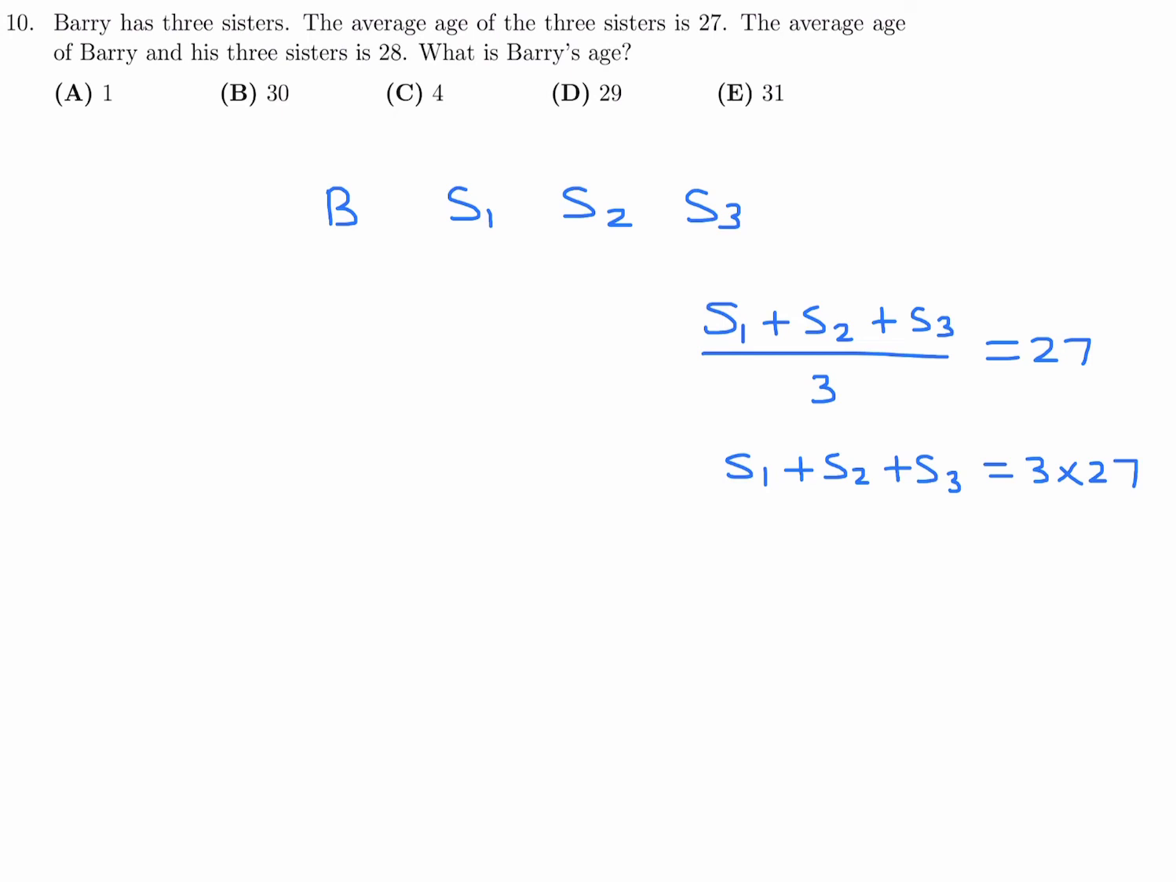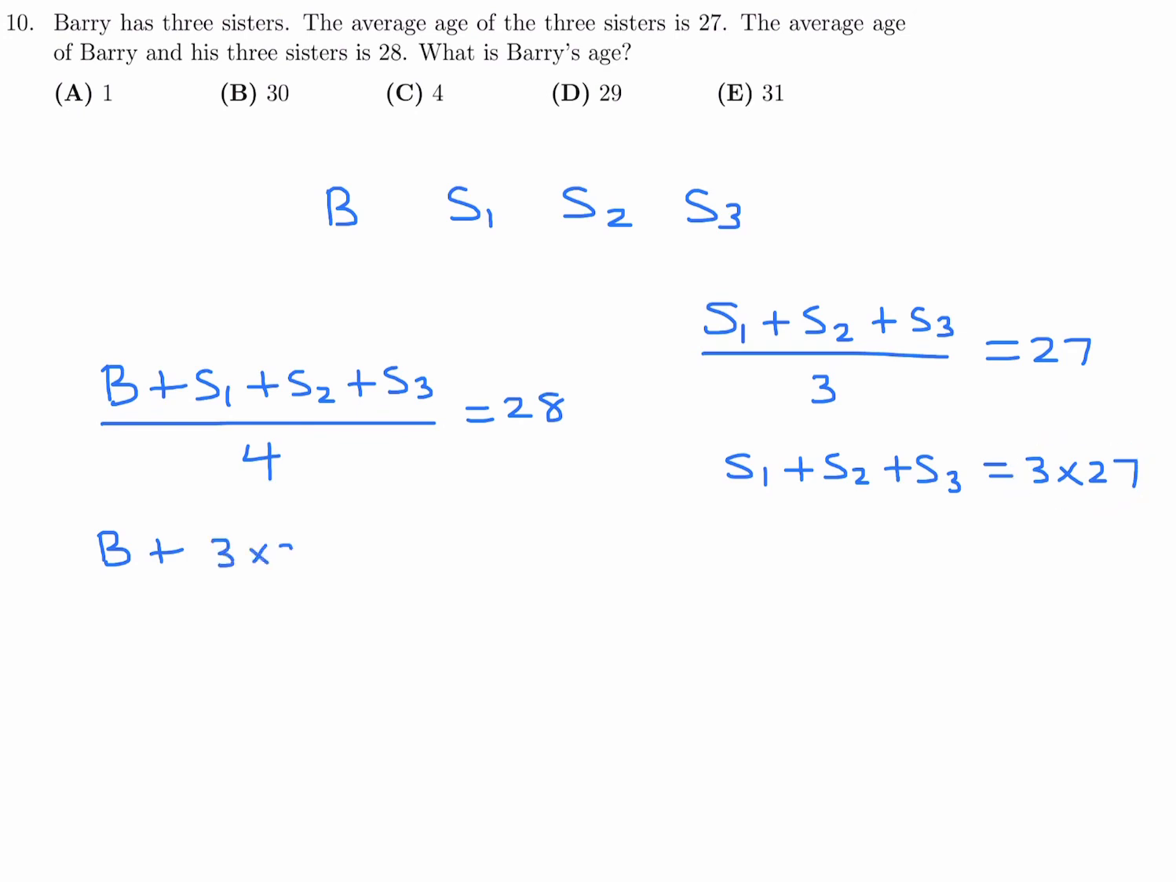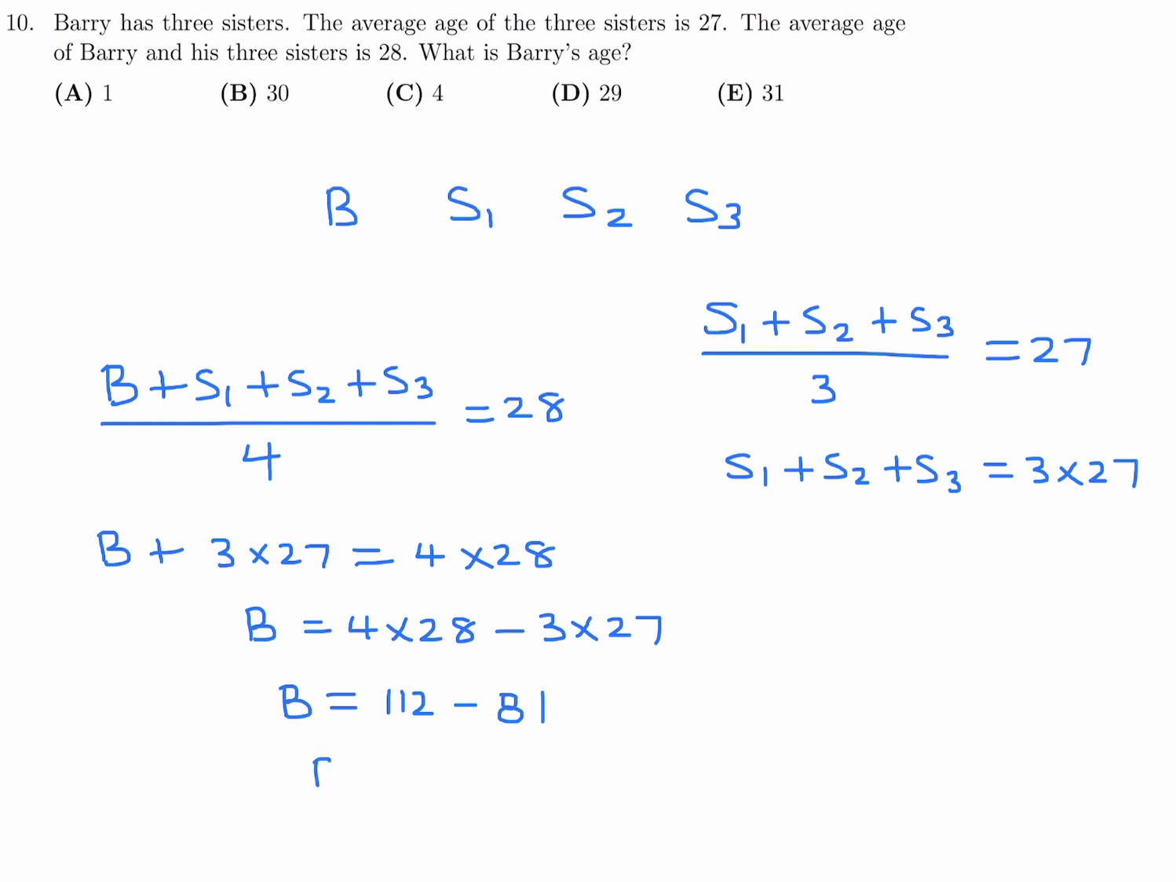And then they tell me that the average age of all 4 siblings combined, B plus S1 plus S2 plus S3 divided by 4, that average is 28. Okay, so B plus this right here, that sum we just figured out was 3 times 27. And then we can cross multiply that 4 times 28. So B is basically 4 times 28 minus 3 times 27. And that's going to be, let's see here, 112 minus 81. And that is equal to 31. So Barry is 31 years old. Number 10, the answer is E.